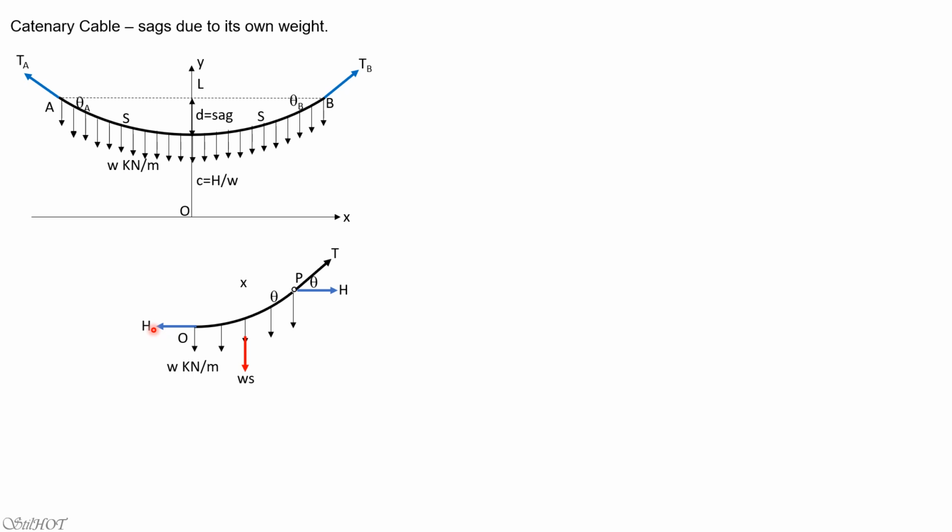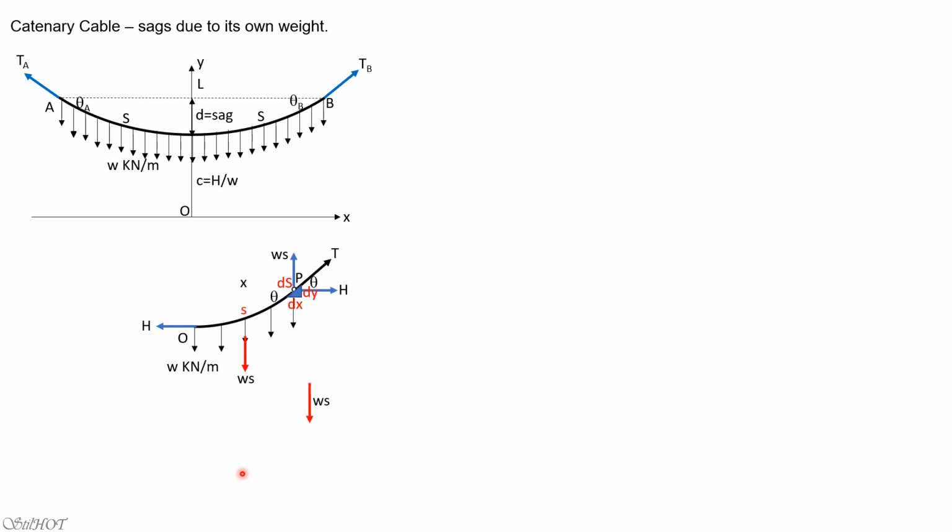So as before, we consider a portion of the cable from the lowest point to any point here, let us say P, and the slope in general is theta also. Then the horizontal distance is x. Then the distance of the lowest point from the origin is c. That's Ws, where s, the small letter s, is this. So just like before, we consider the tangent at point P. So the elements are dx, dy, and ds.